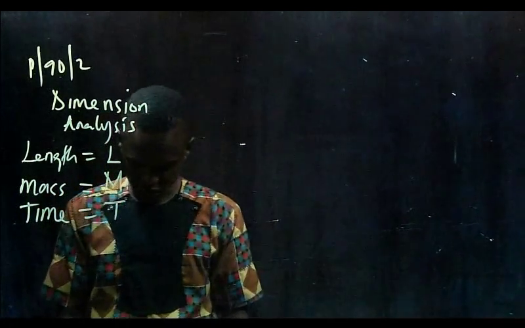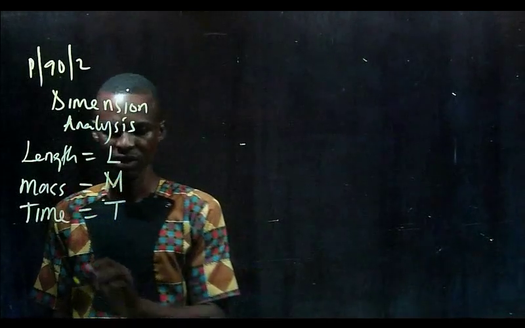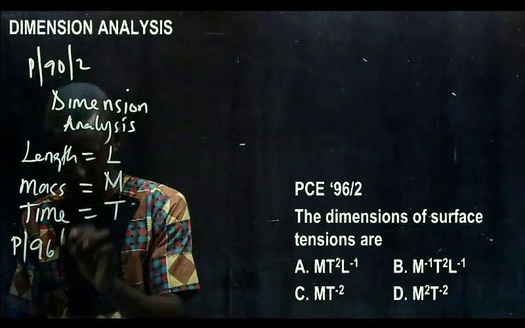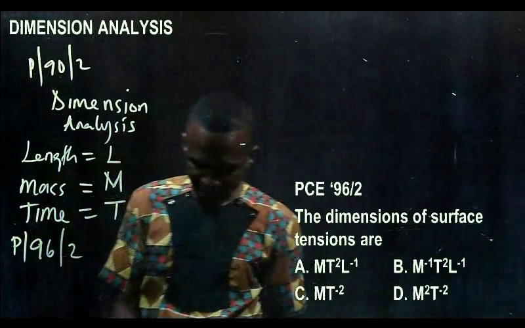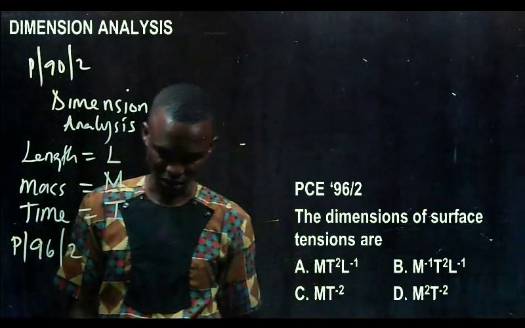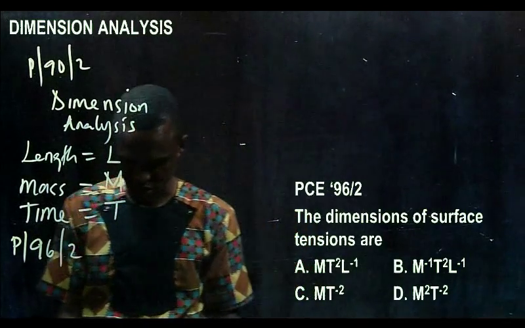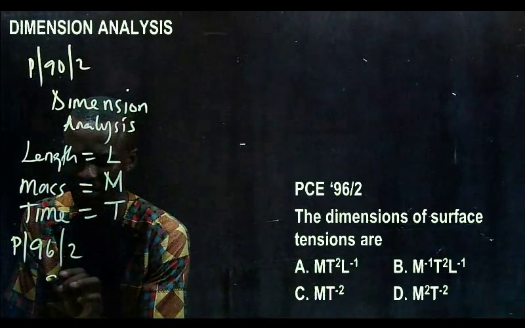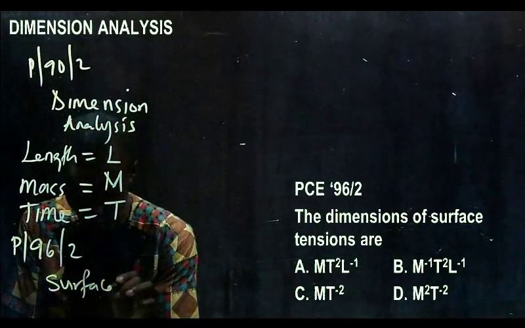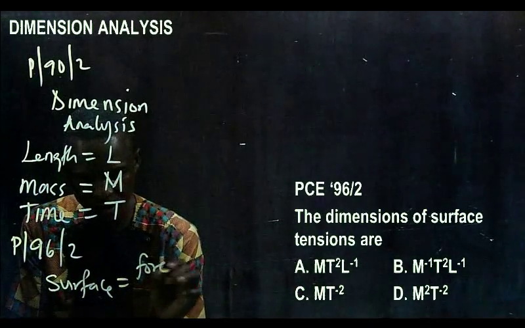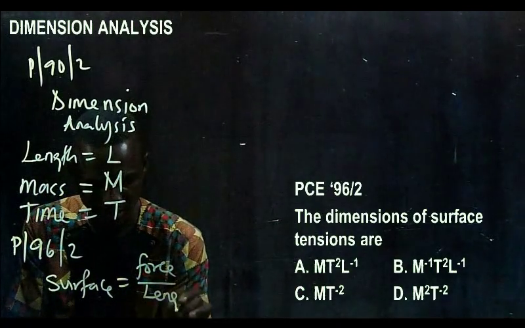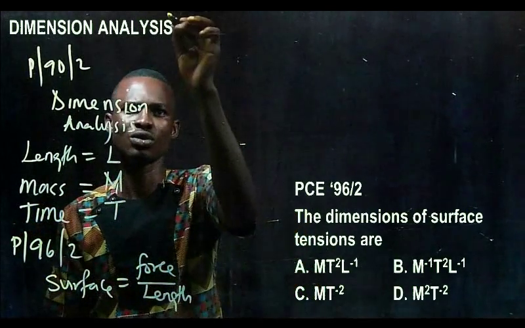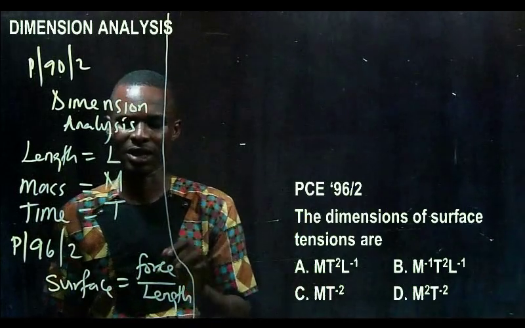Now, the first question we have here is PCE 1996 question 2. The dimension of surface tension. Of course, to correctly answer that question, you need to know the mathematical expression. Surface tension, of course, is force over length. Okay? Force over length. Now, what do we do to this to get the answer out?